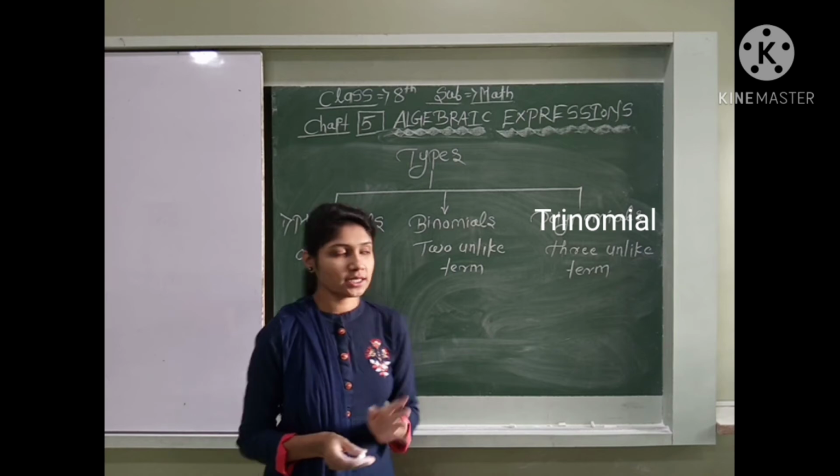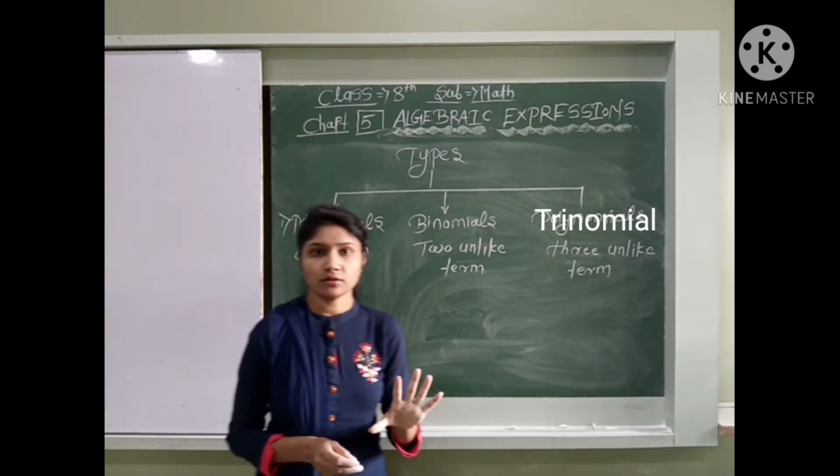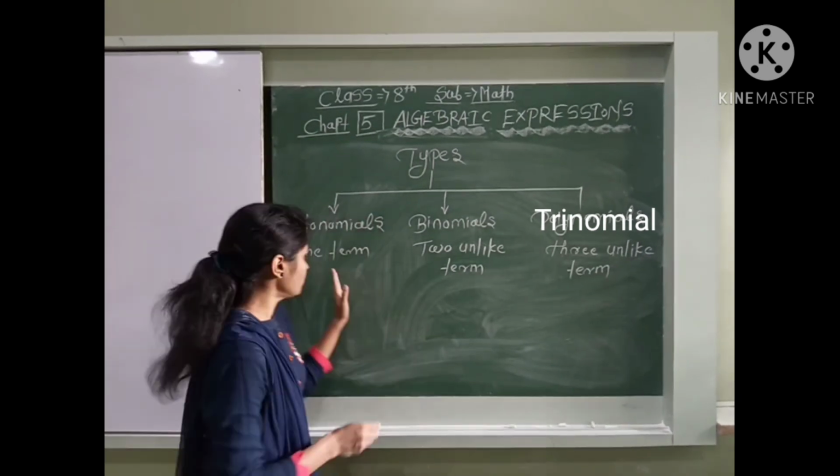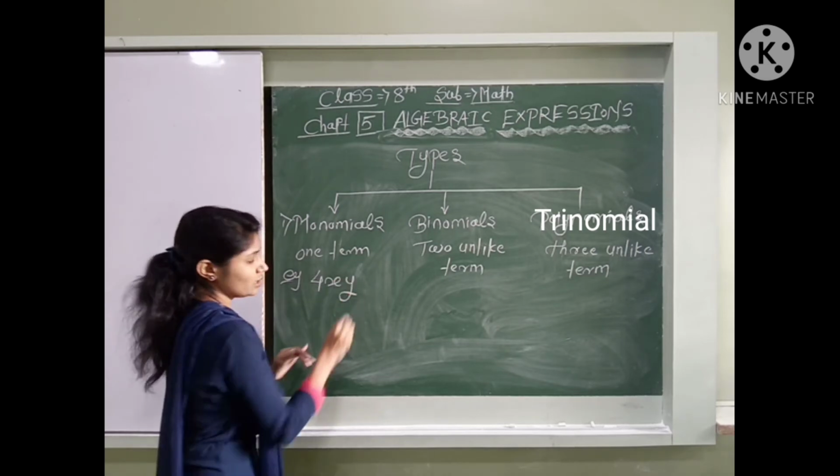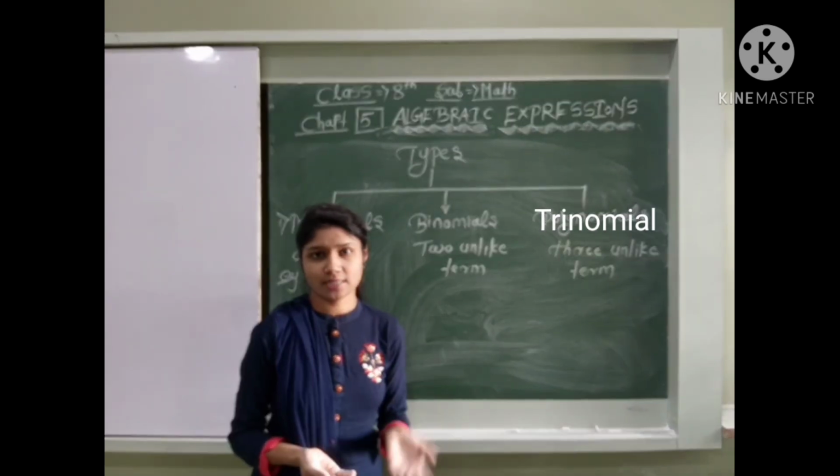Understand, student? Monomial, what is the meaning? They have only one term. That is called a monomial. For example, 4x, only one term in this expression, so it is called a monomial.